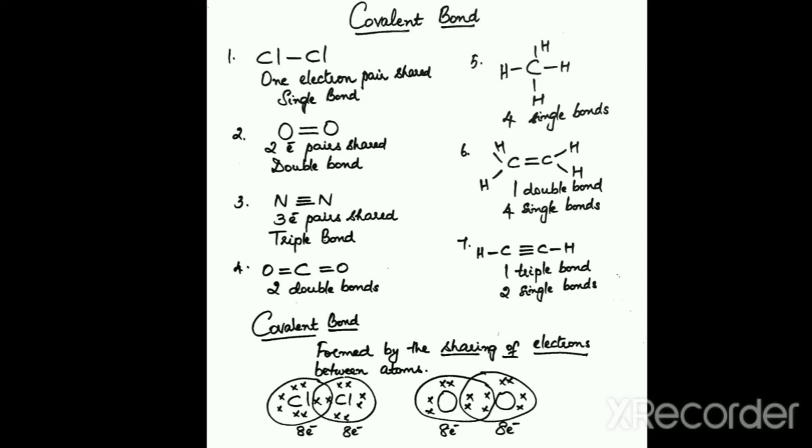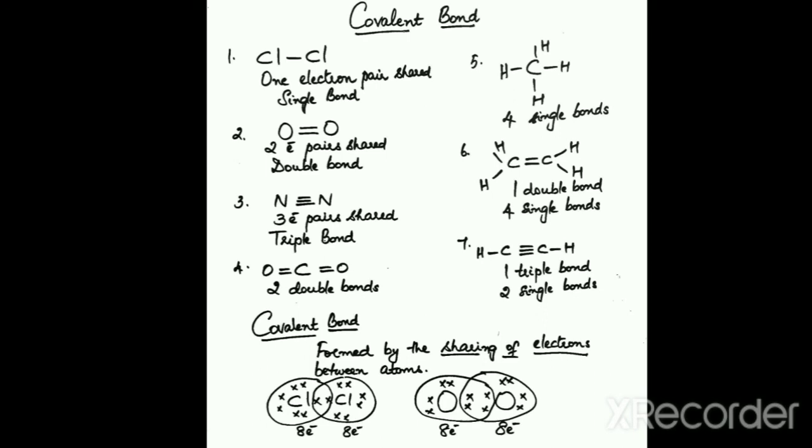Now consider ethyne, C2H2. It has 1 triple bond and 2 single bonds. The triple bond is formed by the sharing of 3 pairs of electrons between the 2 carbon atoms and each carbon-hydrogen bond is formed by the sharing of a pair of electrons between carbon and hydrogen.